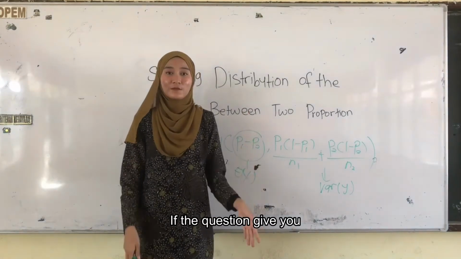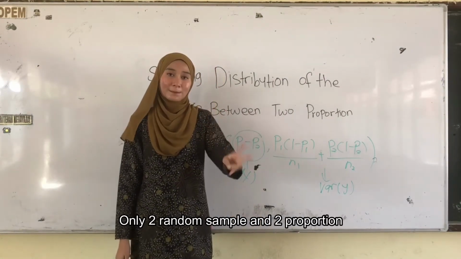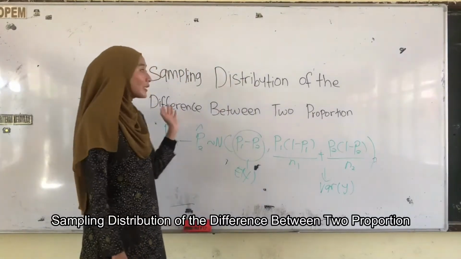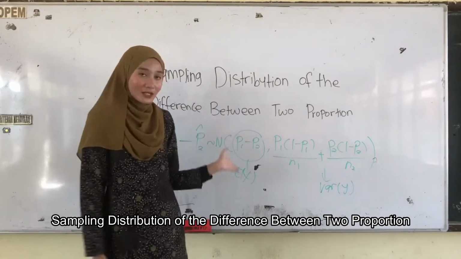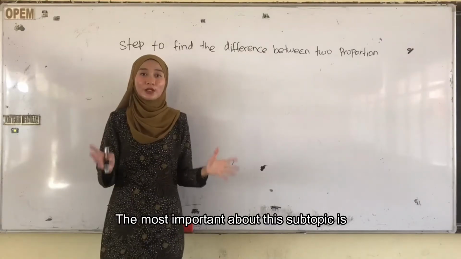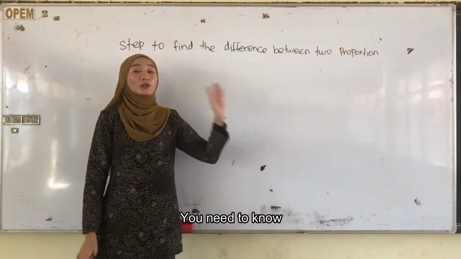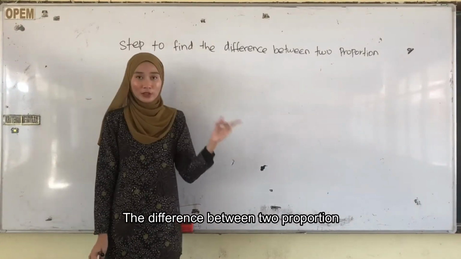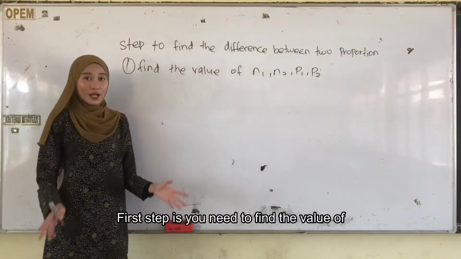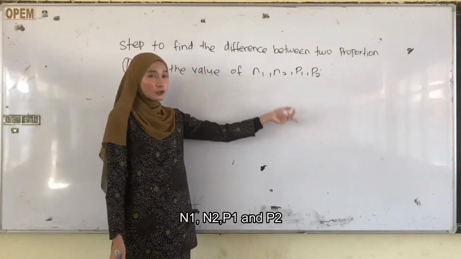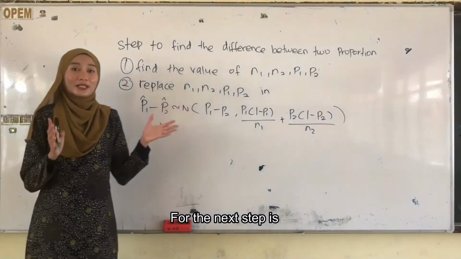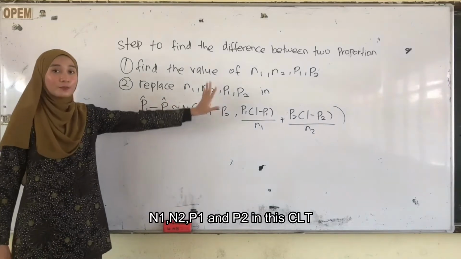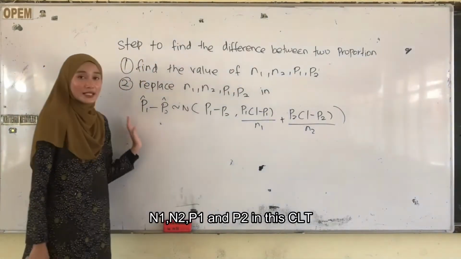If the question gives you only two random samples and two proportions, so we know the question is sampling distribution of the difference between two proportions. The most important thing about this subtopic is you need to know the steps to find the difference between two proportions. The first step is you need to find the value of N1, N2, P1 and P2. The next step is you need to replace the value of N1, N2, P1 and P2 in this CLT.